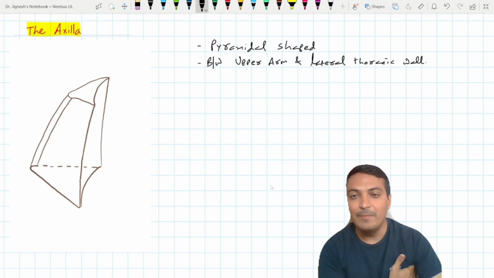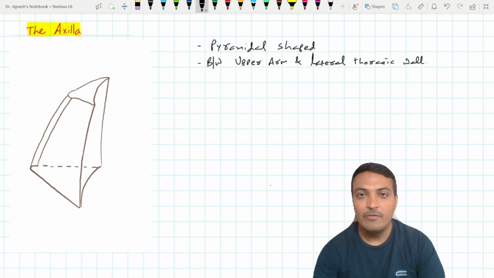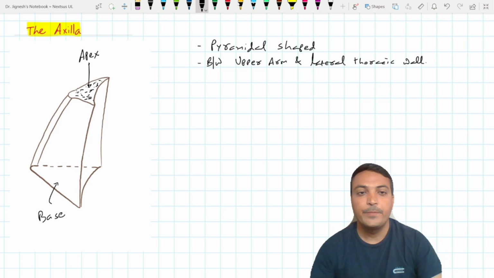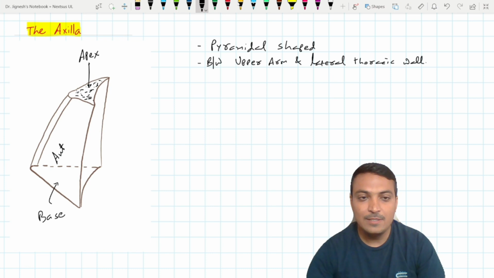As this axilla is pyramidal in shape, we can find the apex of the axilla. In this figure, we can appreciate this area is the apex of the axilla, and this apex is truncated. It has one base. So here this area is the base. We can feel the base of the axilla as a concavity in our armpit. It has one anterior wall. So this is the anterior wall of the axilla, and it has one posterior wall also. So here this wall is the posterior wall.